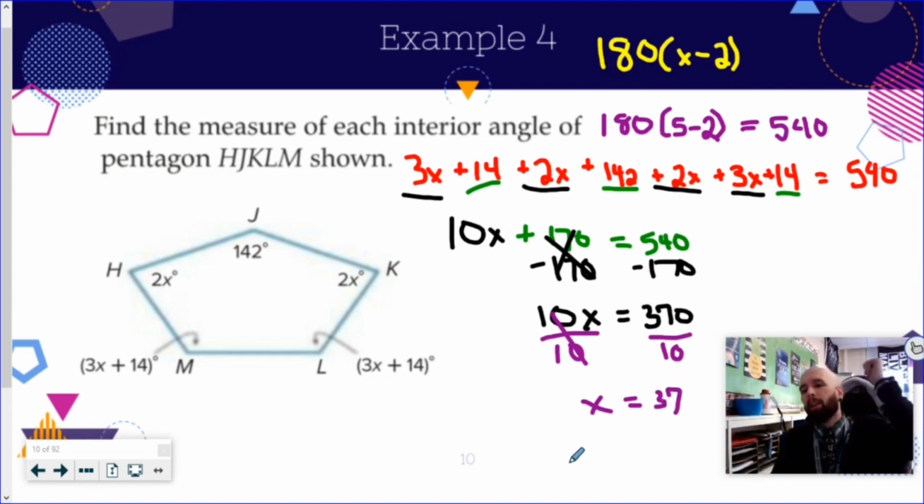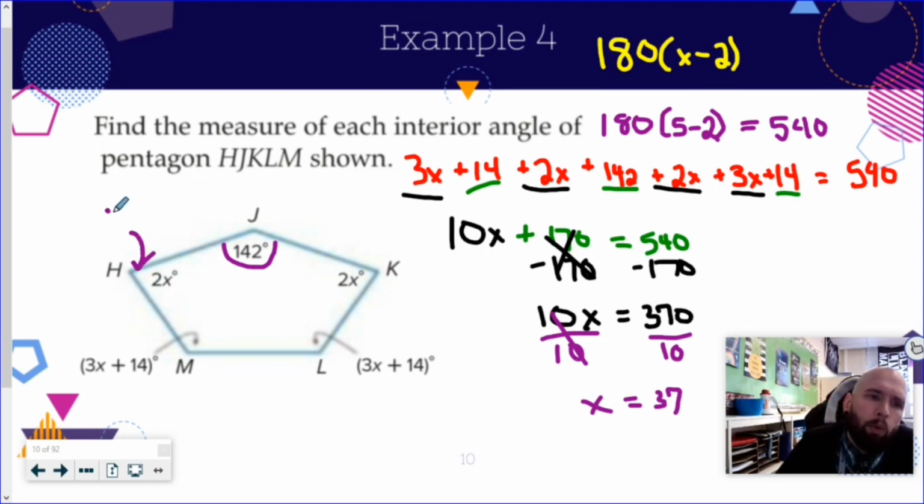I'm done, right? No! My job is to find each individual angle. So I have to take that 37 and apply it to these 4 guys. Why not you? Well, I already have that angle measurement. So for 2x and 2x, what I do is x is 37 now. I do 2 times 37, and 2 times 37 is 74. So this guy is 74 degrees. This guy is 74 degrees. Those are done. How do I find these bottom 2?